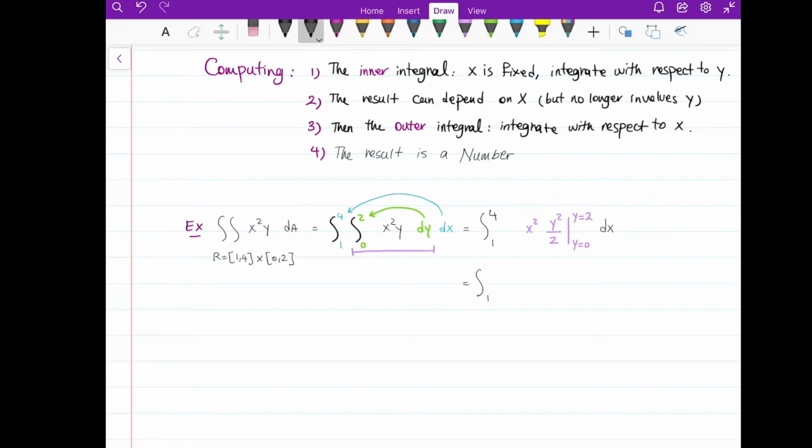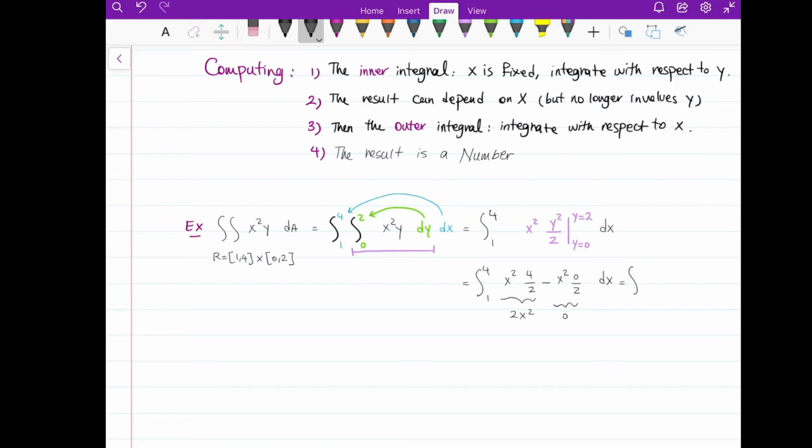And then what do I get? I get the integral from 1 to 4. For y, I'm going to plug in 2. So I get x squared times 2 over 2 minus, I'm going to plug in 0. I get x squared times 0 over 2. So this is just 2x squared. This is 0. And then don't forget that we have a dx in here.